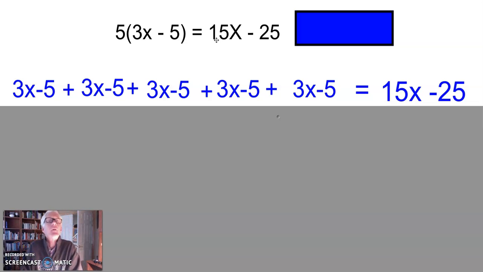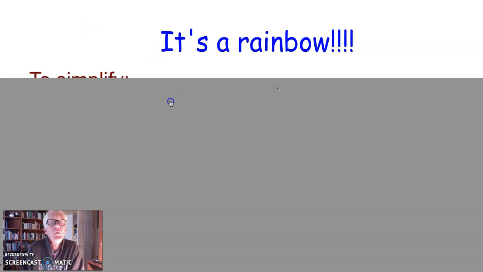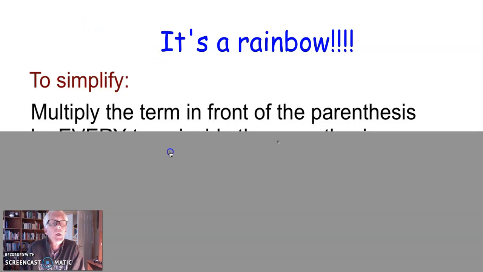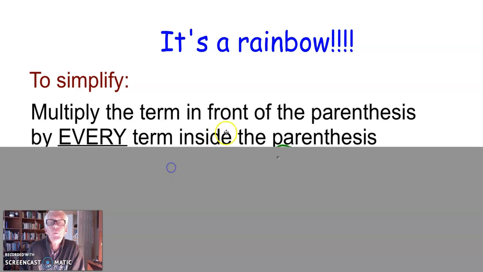Many math teachers call it the rainbow. Using the distributive property, we take the first term on the outside of the parentheses and we multiply it by everything. Multiply it by that and multiply it by that. Be careful of all the signs. It's like a rainbow. It's beautiful. So to simplify, you always multiply the term in front of the parentheses by every term inside the parentheses. Sometimes we forget to do all the terms. You've got to do all of them. And you can always draw a rainbow if you're doing it with pencil.